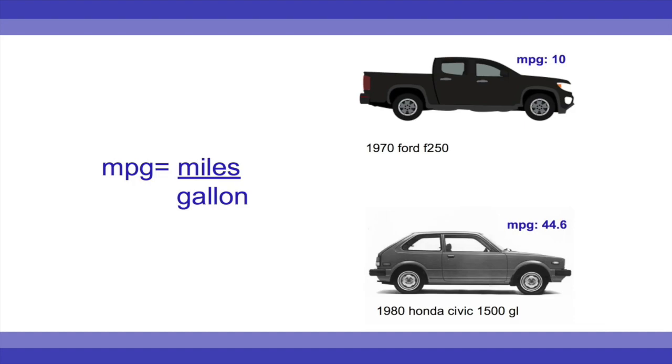I previously described MPG as being a measure of how far a car can go with 1 gallon of gas. For comparison, we'll use 2 cars. We have a big truck. It's a 1970 Ford F-250, and it has an MPG of 10. This means that for every gallon of gas that you put in, you'll be able to go 10 miles, which isn't a lot really. We also have a 1980 Honda Civic, which is a smaller car, and the MPG in this car is 44.6. So for every gallon that you put in, you'll be able to go 44.6 miles.